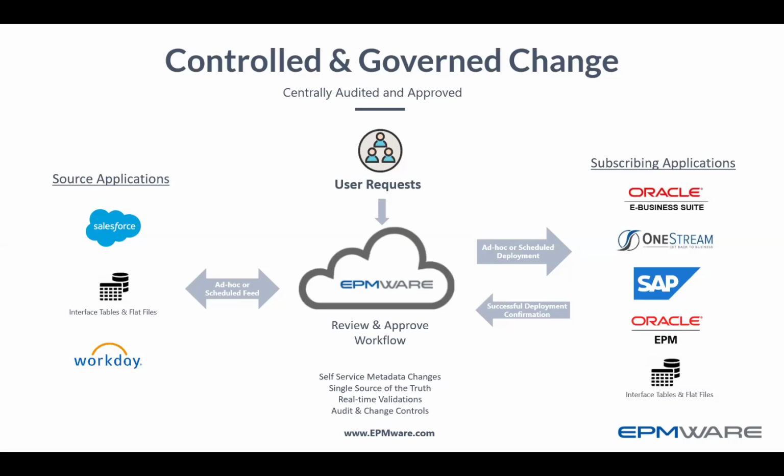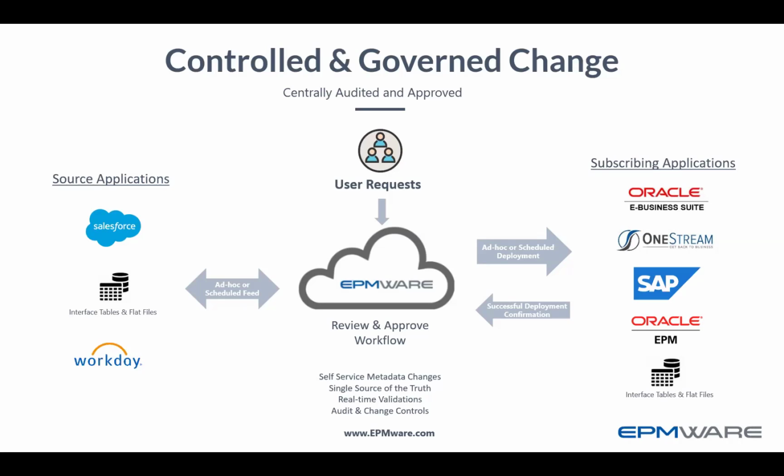So for folks who are on the call that may not be aware of EPMware, we'll just cover a short overview of exactly what EPMware is and how it works. EPMware is a metadata management and data governance product. It is available on-premise as well as a SaaS solution on AWS. So EPMware does allow you to connect to your on-premise and cloud applications in one landscape.